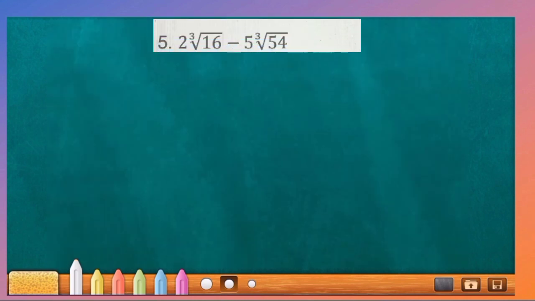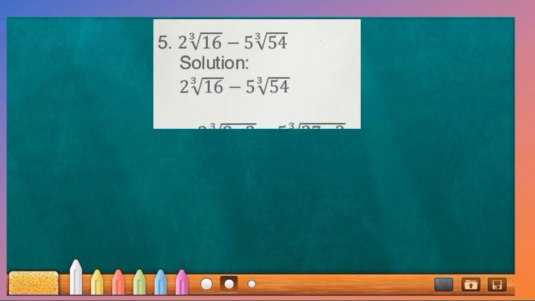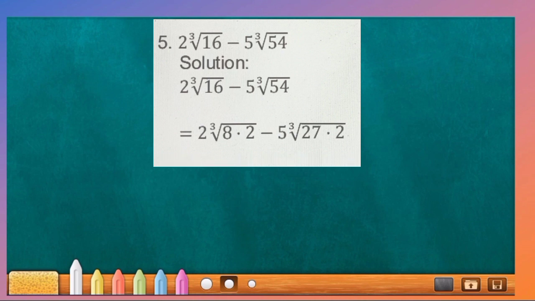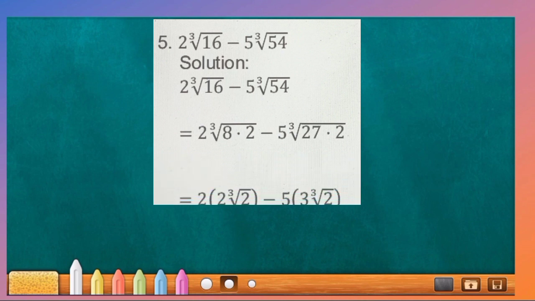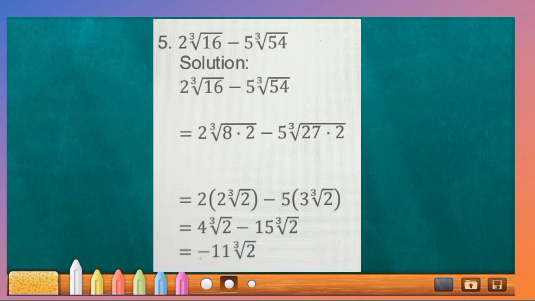And for the last example, 2 cube root of 16 minus 5 cube root of 54. So in this case, factor the radicand in such a way that one factor is a perfect cube. So here, 8 and 27 are perfect cubes, then their cube roots are 2 and 3 respectively. Then 2 times 2 is 4, 5 times 3 is 15. So 4 minus 15 is equal to negative 11, and then copy the radicand, cube root of 2.